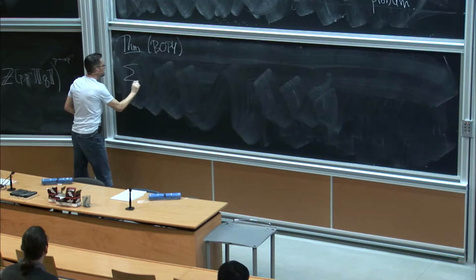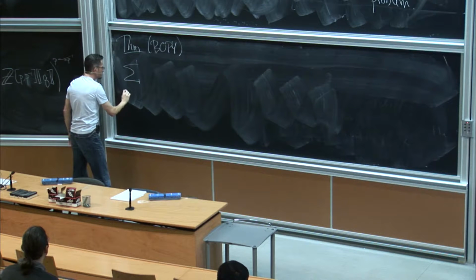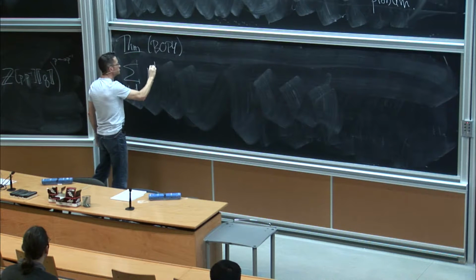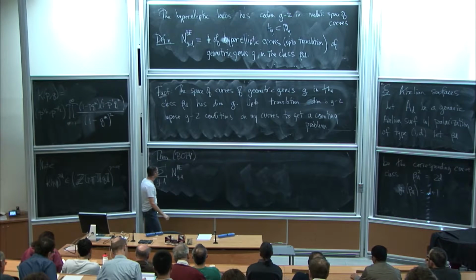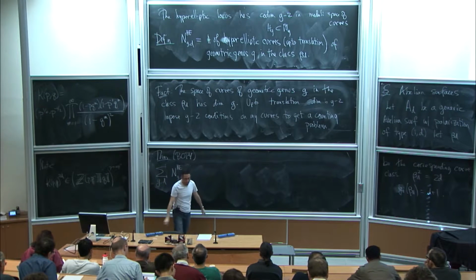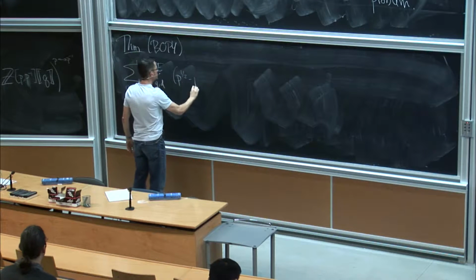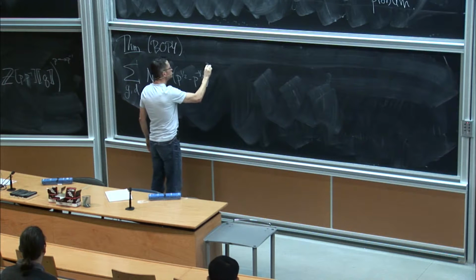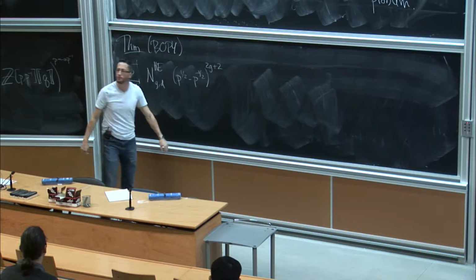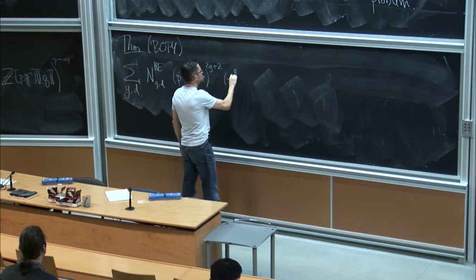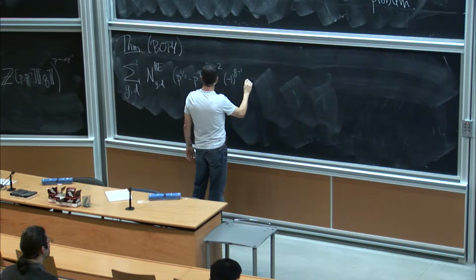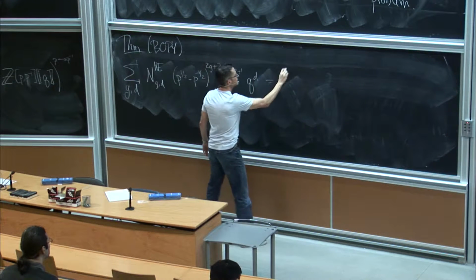Okay, so if I sum these into a generating function, I'm going to sum over g and d the number of hyperelliptic curves of genus g in this class d. And now just sum in a slightly funny looking way: 2g plus 2. Notice that's the number of Weierstrass points on a hyperelliptic curve. It's a sign, and q to the d.